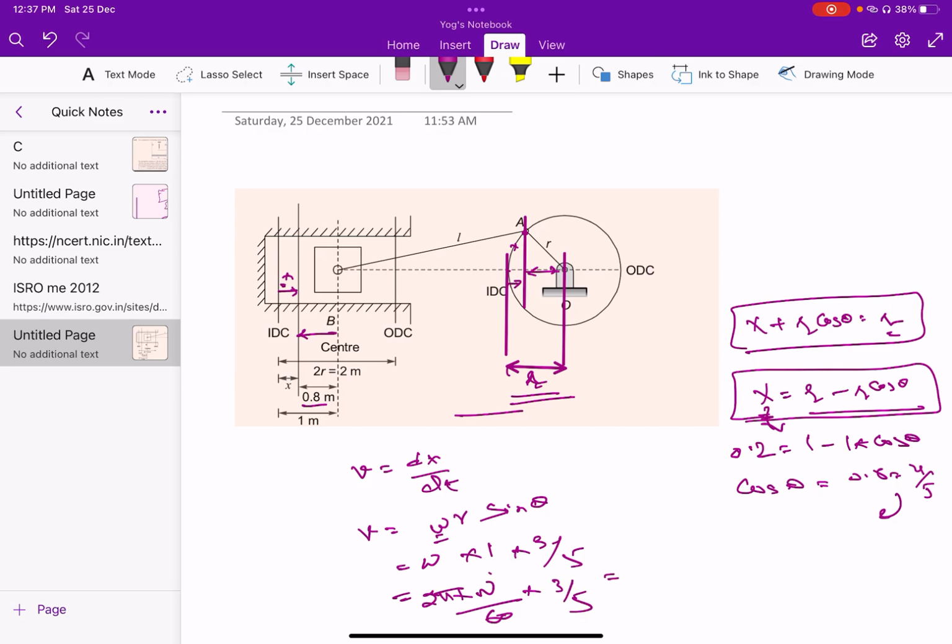So n is given as 120 rpm. So this will be 4 pi into 3 by 5. So it is 2.4 pi meter per second. So the velocity of the piston is 2.4 pi. So the correct answer is B.